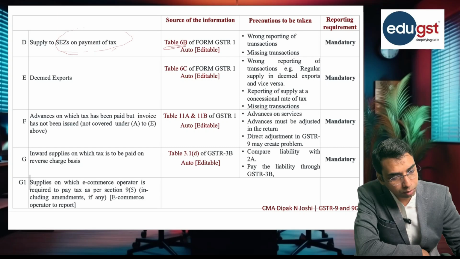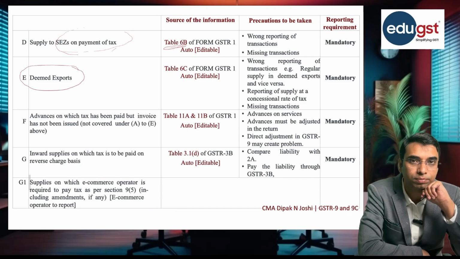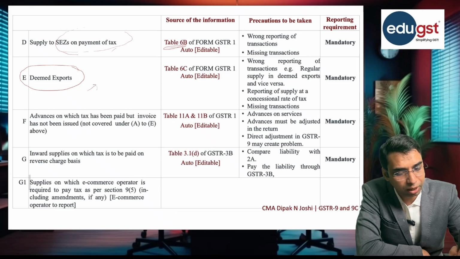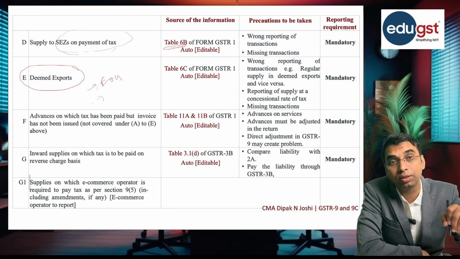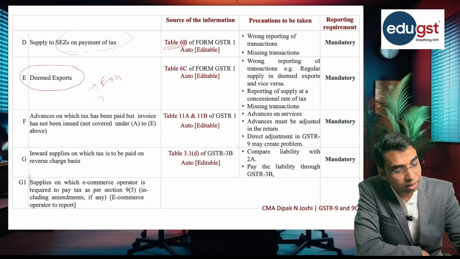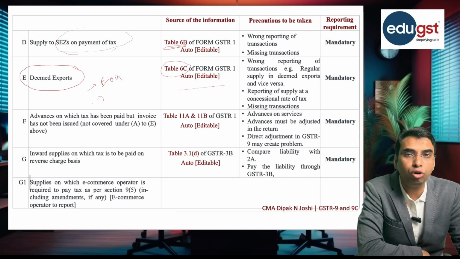Next is table number 4E, deemed export, right? Like supplies made to EOU, correct? Supply made against the advance authorization or EPCG scheme, that is known as deemed export, right? Again, GSTR 1 table 6C is relevant in that case, which is also auto populated.